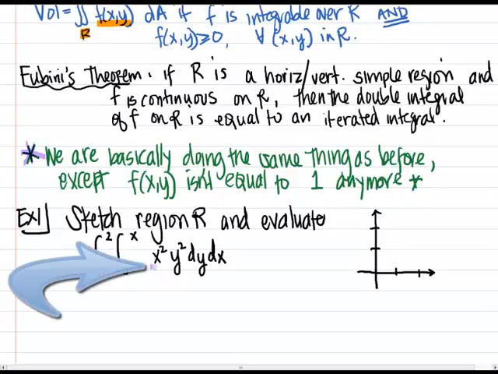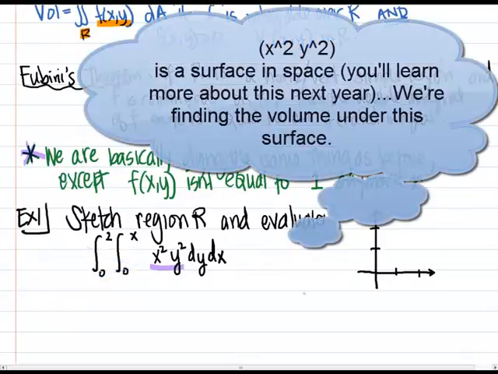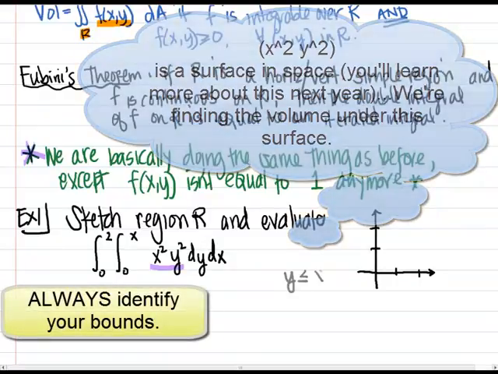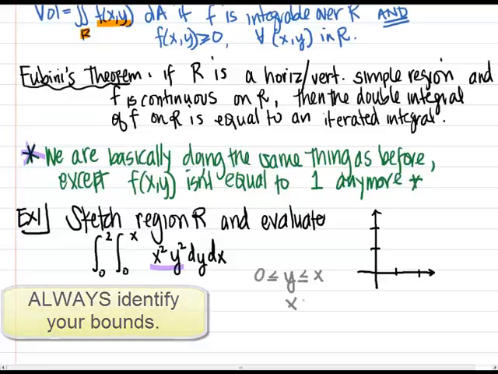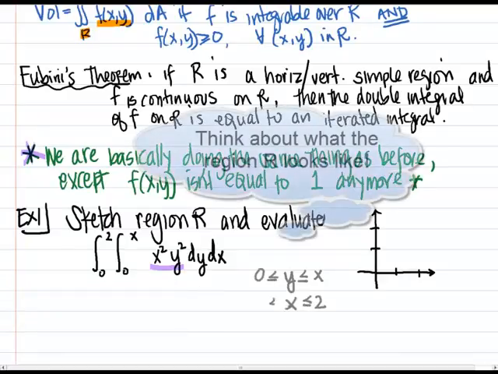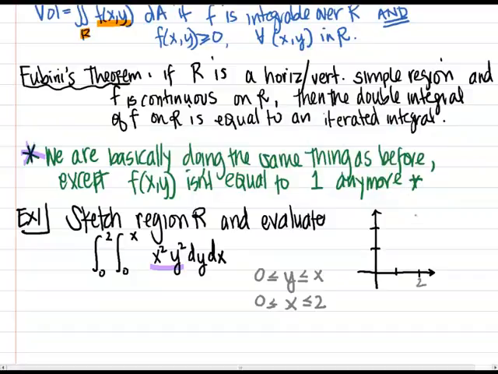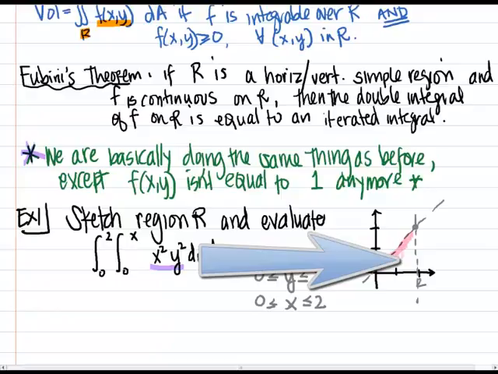So if you take a look at this double integral, let's take note of our bounds. Our inside integral is y, so y is bounded between 0 and x, and x is bounded between 0 and 2. So what does that look like in terms of our graph? Well, x is between 0 and 2, so I've got a vertical line right here. Y is between 0 and x, so y equals 0 is a horizontal line, but y equals x is a line with a slope of 1 crossing at the origin. So we've got this particular region.